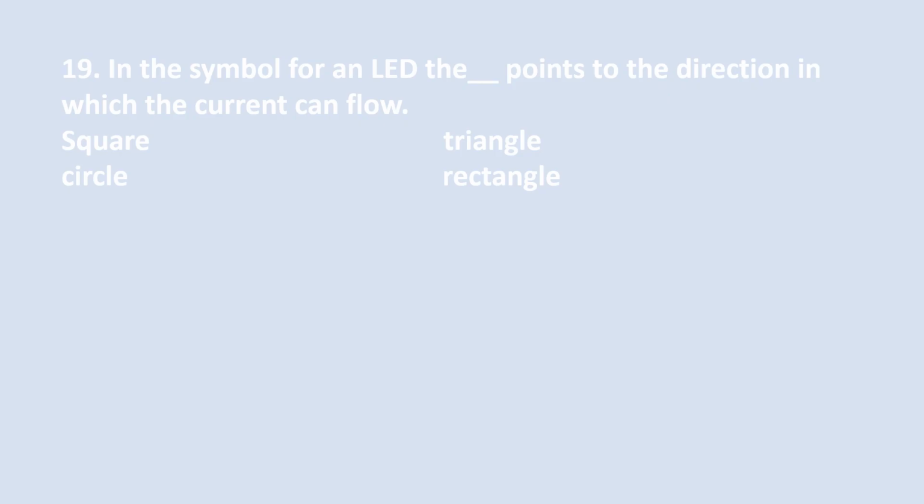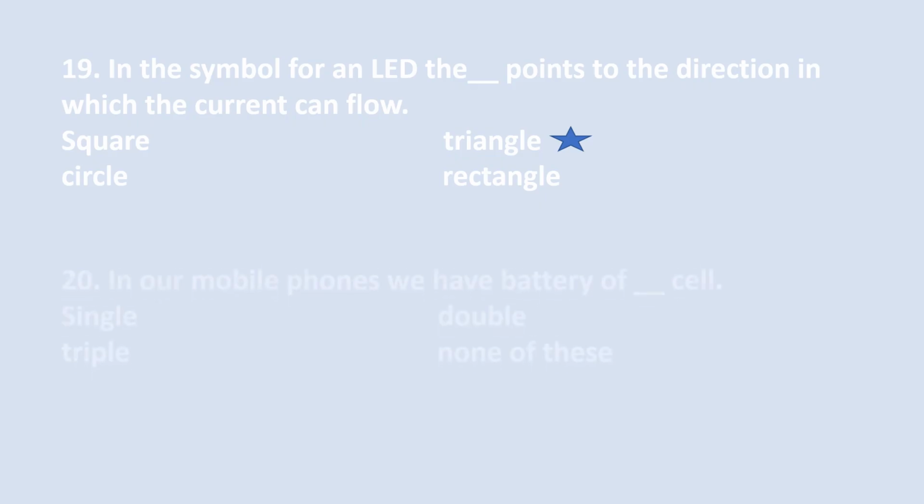Question number 19. In the symbol for an LED, the dash points to the direction in which the current can flow. So when we talk about the symbol of LED, there is a particular thing which points to the direction in which the current flows. What it is? Either it is a square, circle, triangle, or rectangle. The correct answer is triangle. So the triangle points out in which direction the current is flowing.